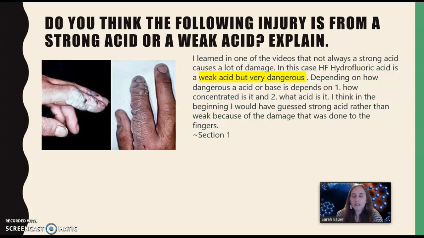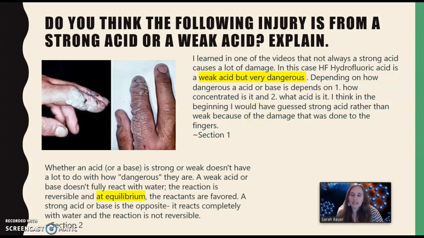So how dangerous an acid is doesn't necessarily depend on the strength and the weakness. How dangerous it is depends on what the acid is and how concentrated it is. So sulfuric acid, really concentrated, is really dangerous, that's true, and it is a strong acid, but hydrofluoric acid is also really dangerous and it is a weak acid. So our brain wants the words strong and weak to have to do with the amount of danger, but that's just not what they mean.